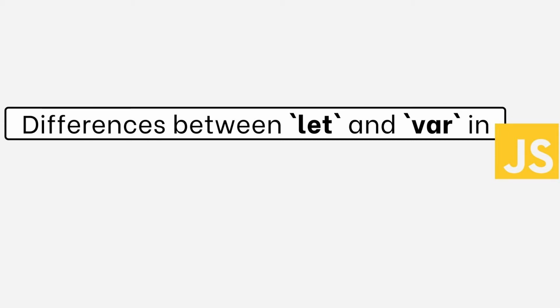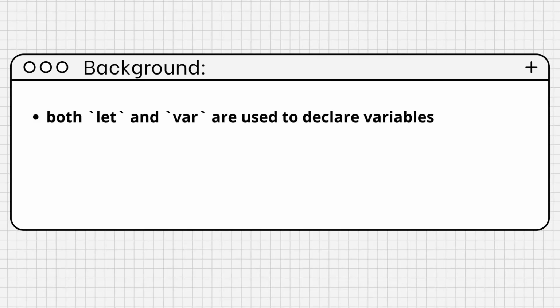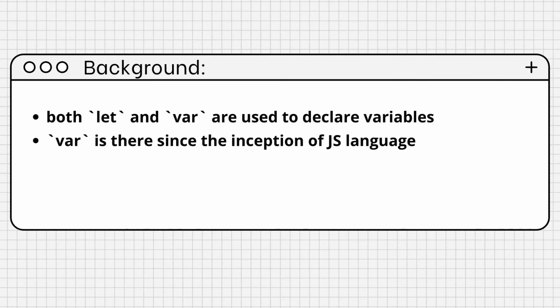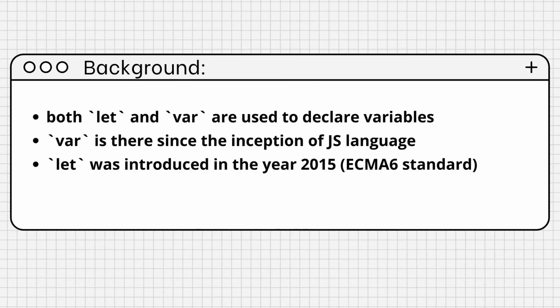Hey there, in this video we'll be discussing the differences between the var and let keywords in JavaScript. Both of these keywords are used to declare variables, but their behavior is slightly different. The var keyword has been around since the inception of the JavaScript language itself, but let was introduced recently, in 2015, when the ECMAScript 6 or ES6 standard was introduced.